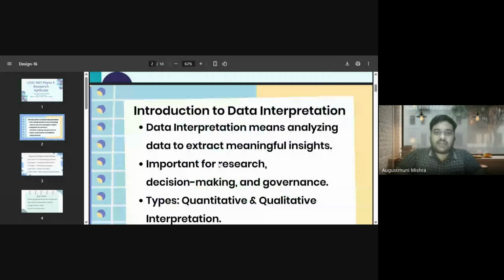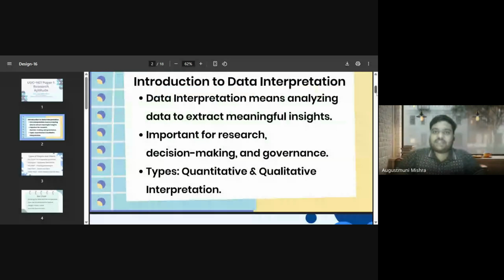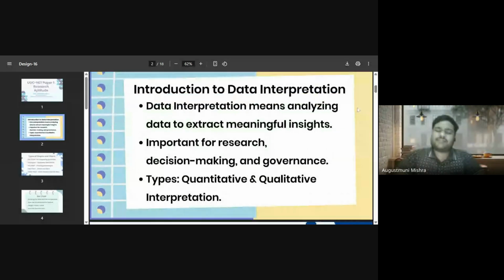I will start with the introduction to data interpretation. Yesterday we talked about it, but I'm just giving you a brief summary of each and everything. So data interpretation means analyzing data to extract meaningful insight.